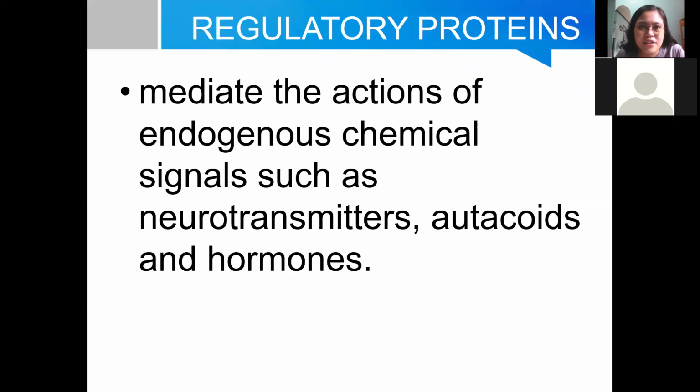Questions about regulatory proteins? None. We will discuss them one by one as we go on with all the chapters in pharmacology. They are in different chapters. The chapter for neurotransmitters is different from hormones, depending on the class of hormone. There are many kinds of hormones, and even neurotransmitters.